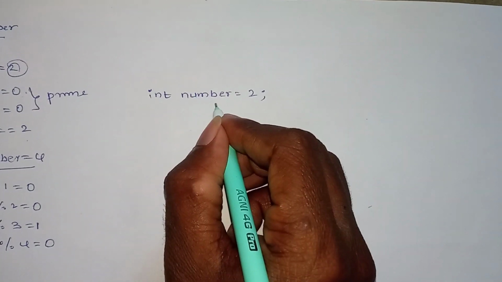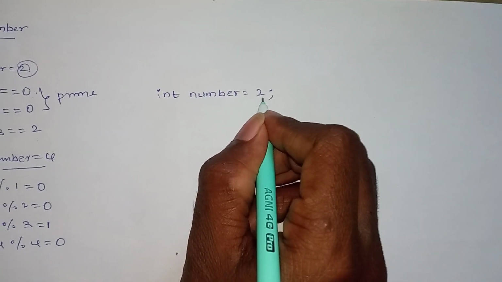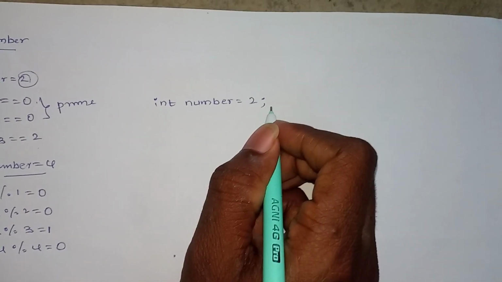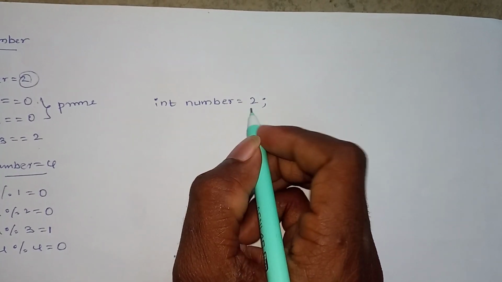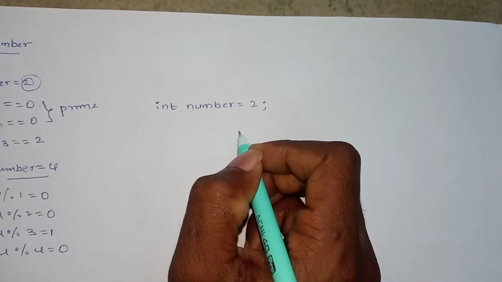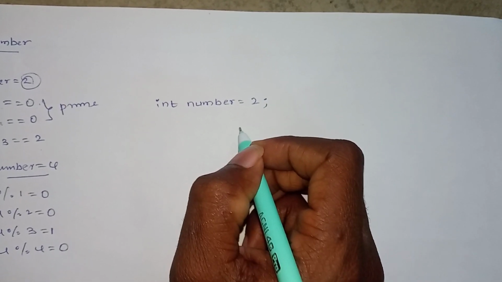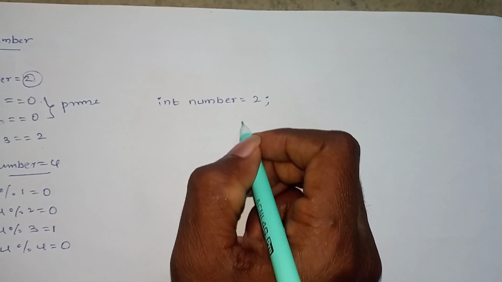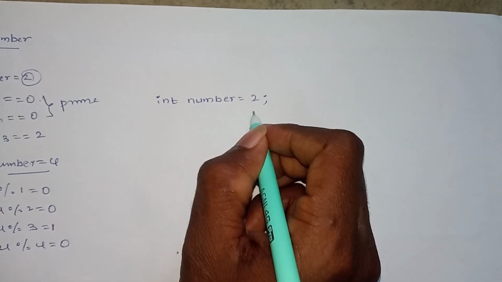Now we need to divide this particular number 2 by the numbers 1 and so on. Whenever this number 2 is divided by 1 and so on, it should give remainder 0. But there should be only two numbers that give the remainder 0. Then we say the number 2 is a prime number.